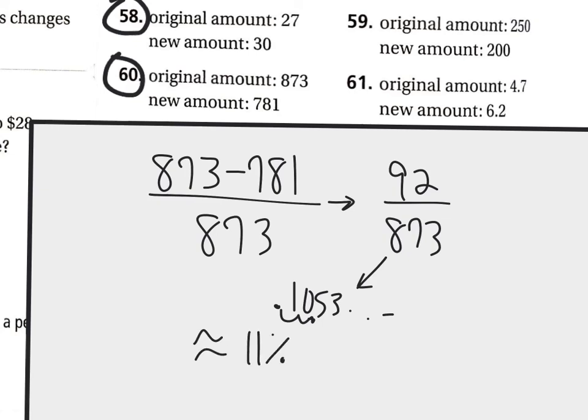Also on these, I forgot on the last one, they wanted us to tell whether it was an increase or decrease. So this one was 873, now it's 781, so it went down, so that was a decrease. The previous problem went from 27 to 30, it went up, so that would have been increase. So last one was 11% increase, this one is 11% decrease. So this gives you an idea of some of the things that we did in lessons 2.6 through 2.10.